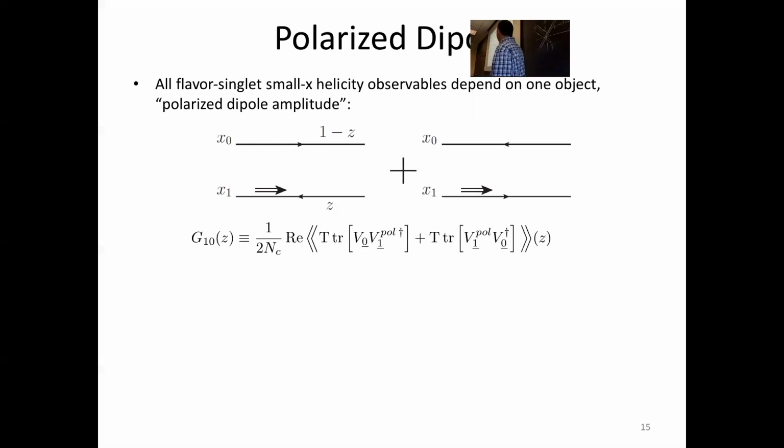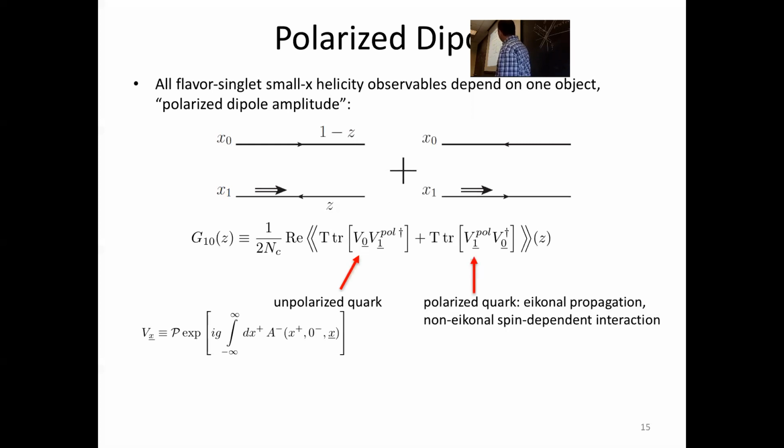And actually, if you do the calculation more carefully, you also need to add the contribution where the polarized line is a quark line and the Wilson line is the anti-quark line. And you have this operator here where V0 is just the light cone Wilson line, good old one, which knows nothing about spin. And the spin-dependent polarization sits in this V1 polarized. It's an operator which contains a high-energy quark, but has some non-eikonal spin-dependent interaction with the target. Okay? And we take a trace and average it.